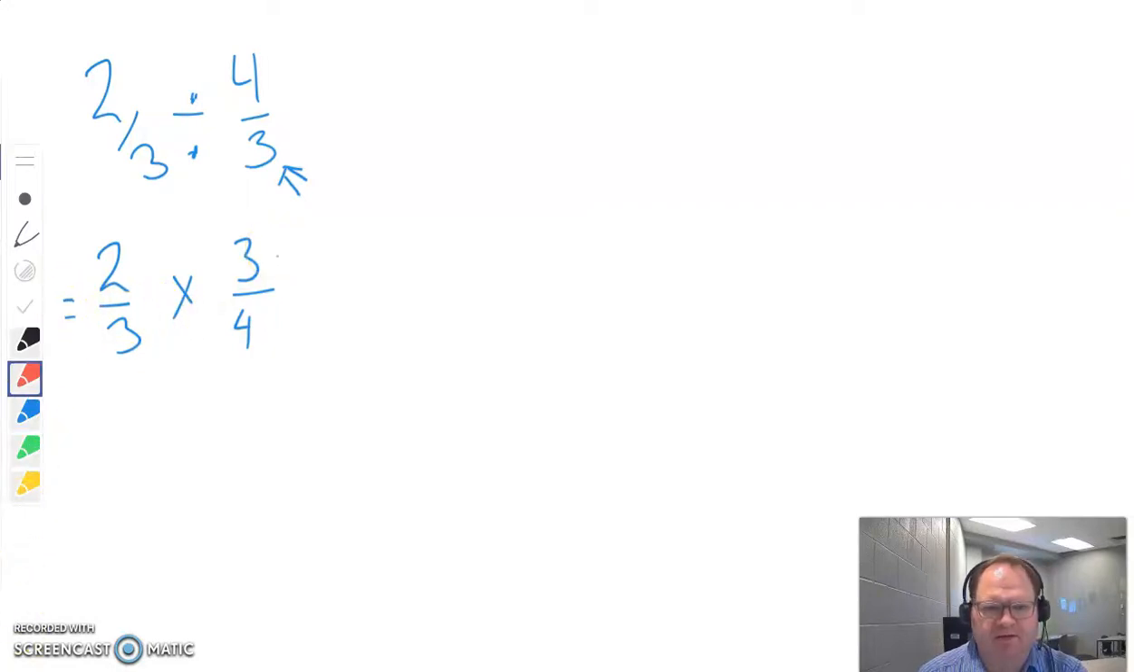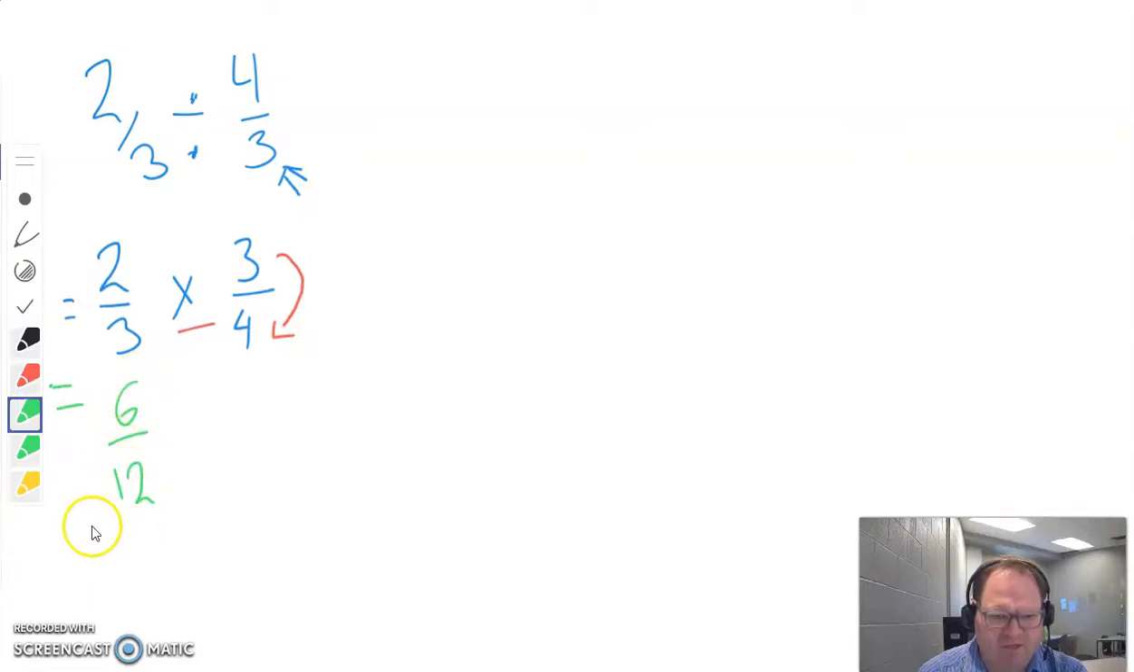So notice what I've done. I flipped the second one, where I found the reciprocal, and I changed the division into a multiplication. And now we know how to multiply. Top times top, bottom times bottom. That equals 6/12, which ends up being 1/2 in lowest terms.